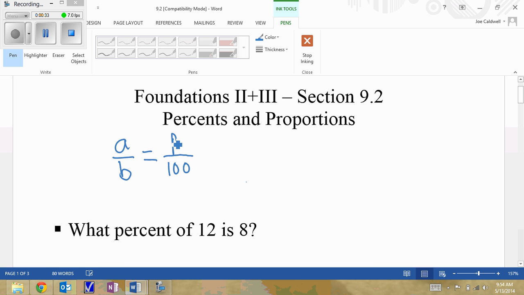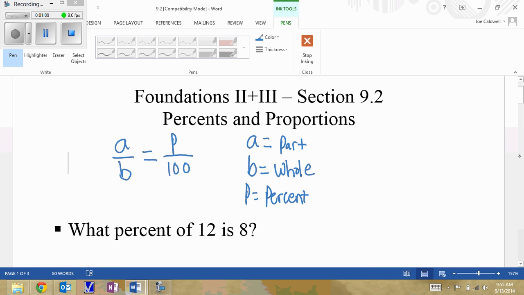And so if we're breaking down all these letters, A would be like a part of something. We're going to call that the part. Okay. B would be like the whole. And P would be your percent. So those are the three things we're going to try to find today. The part, the whole, or the percent. And that's going to depend on how the question is being phrased.